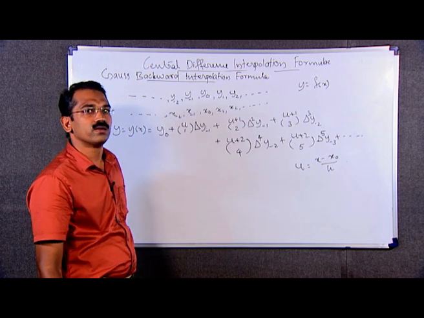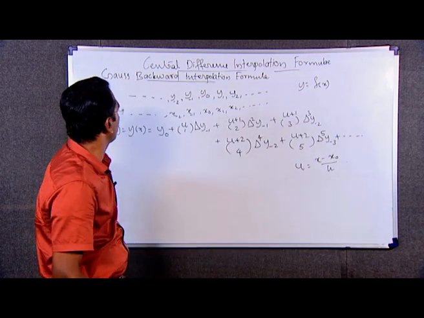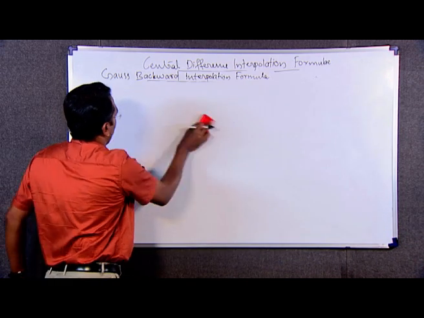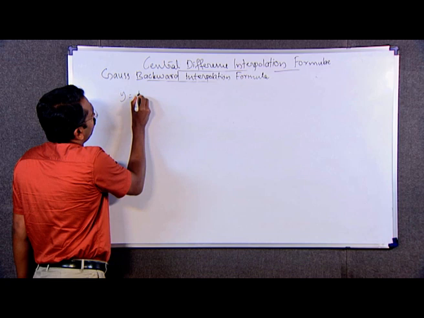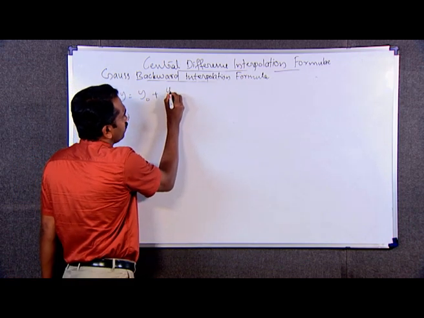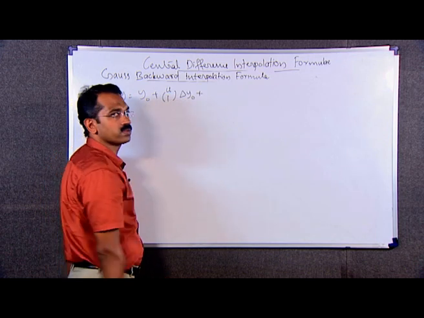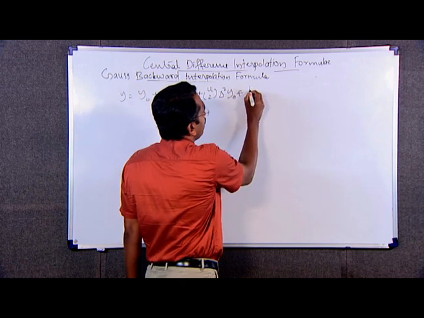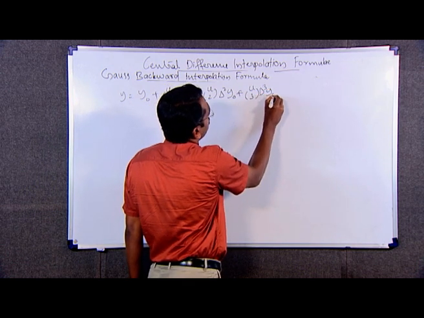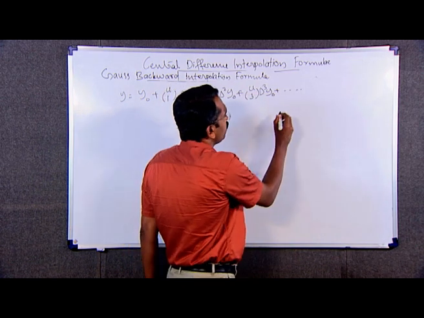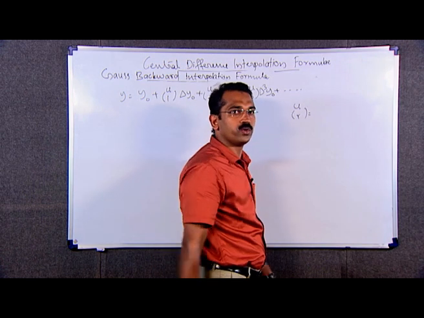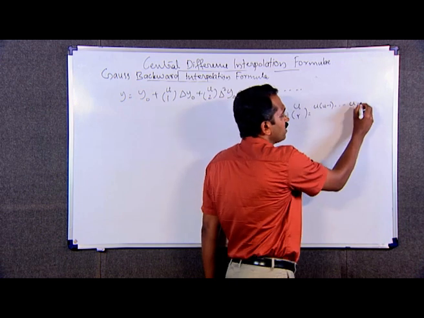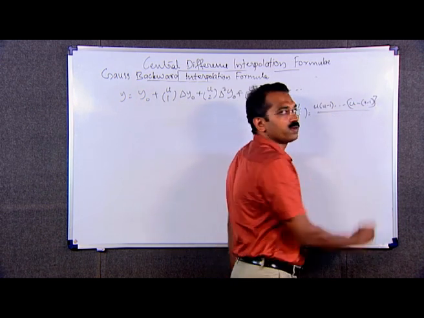We can derive this formula from Newton's interpolation formula. We know that the Newton's interpolation formula is y is equal to y naught plus u c1 into delta y naught plus u c2 into delta square y naught plus u c3 into delta cube y naught plus etc., where u c r is equal to u into u minus 1 into u minus 2 into etc., u minus r plus 1, divided by r factorial.